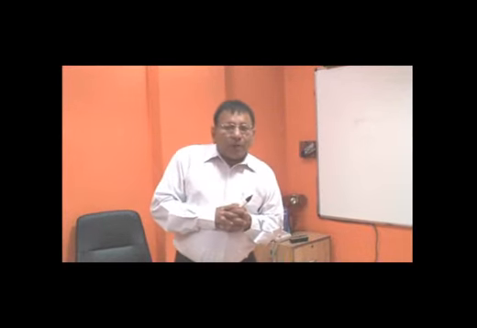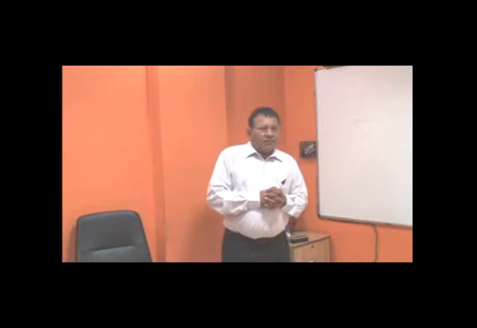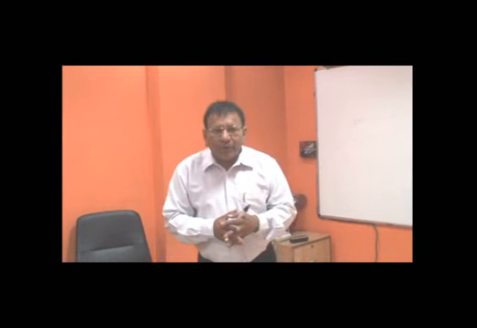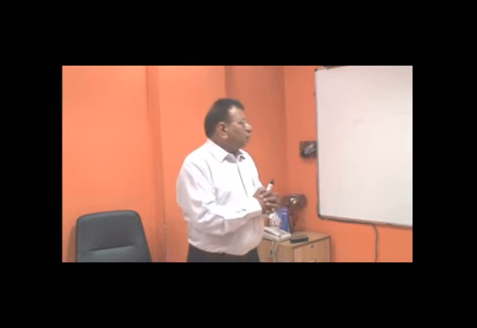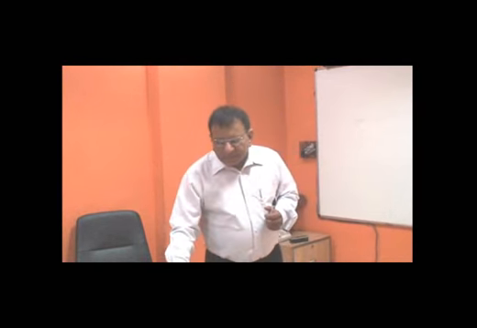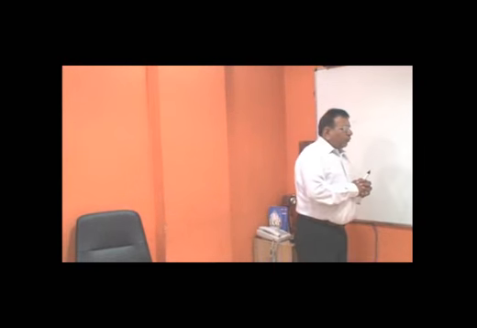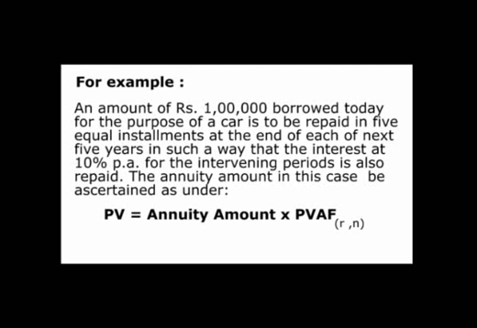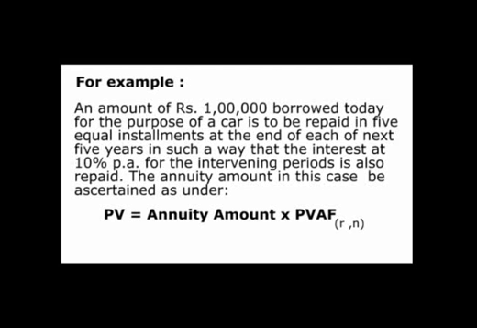Apart from that, the amount to be paid towards this loan at the end of every year for 5 years would also be uniform, meaning that it should be the same. If that is the case, then we can calculate the value of annuity, and the formula for this is: present value is equal to annuity amount into present value of annuity factor. For the present value of annuity factor, you can take the help of financial tables, or you can also calculate the value of annuity with a financial calculator.